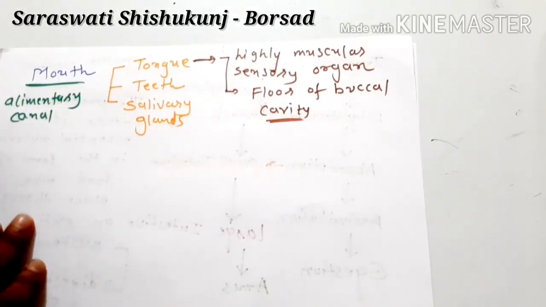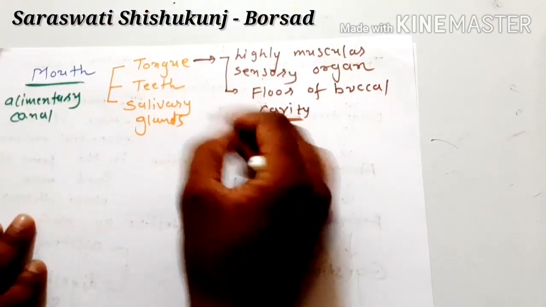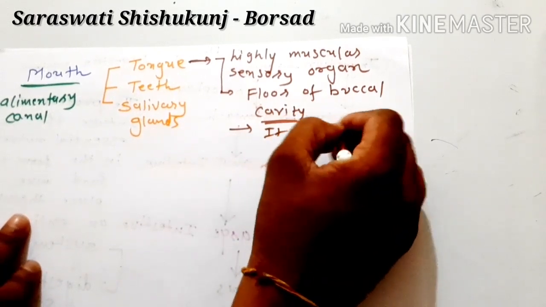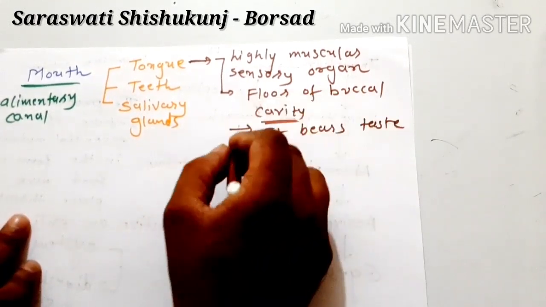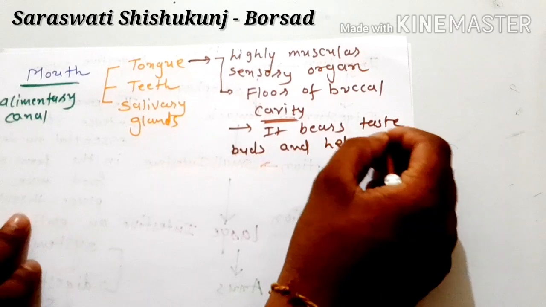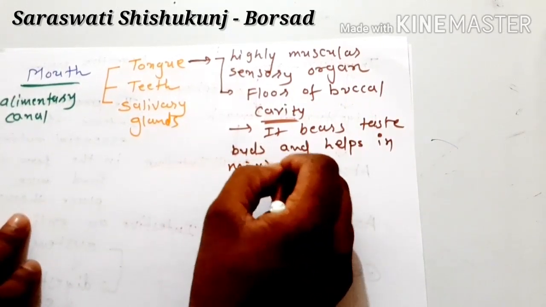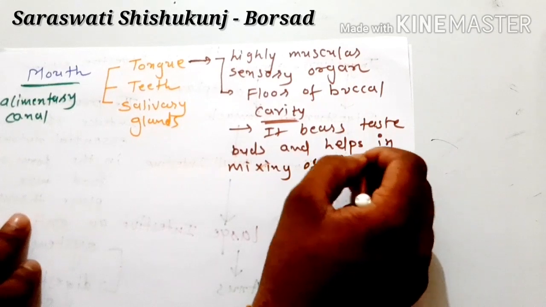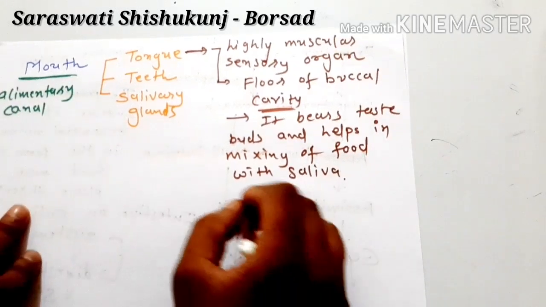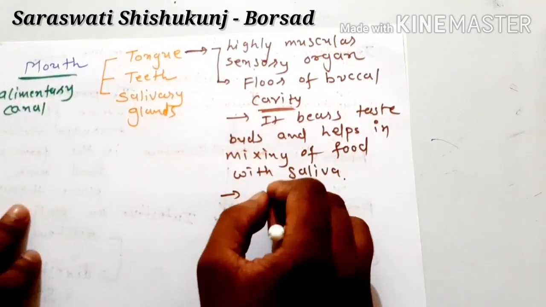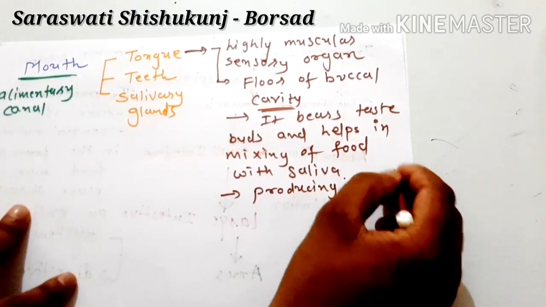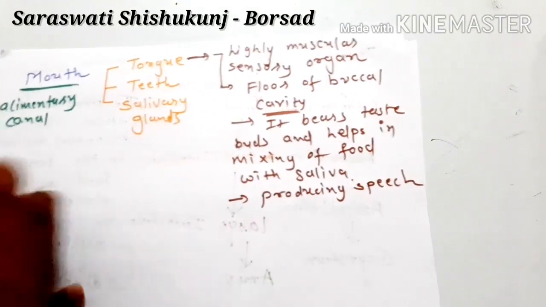Now what is the function of this tongue? That also we know very well. The tongue bears taste buds and helps in mixing of food with saliva. It is also helpful in producing speech. So this way our tongue helps us.